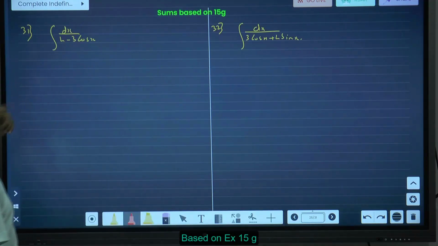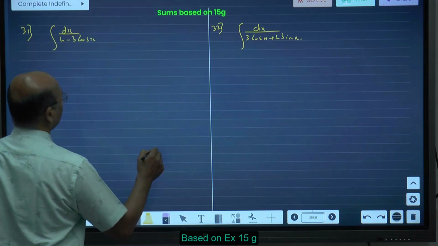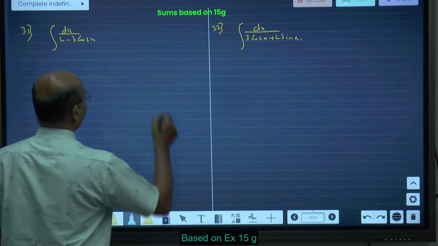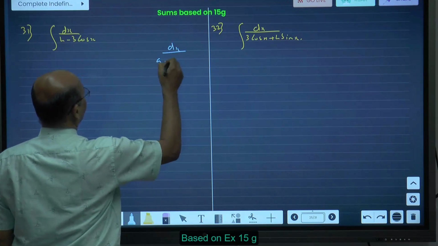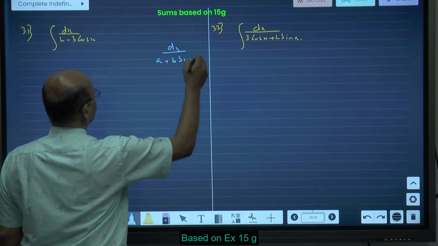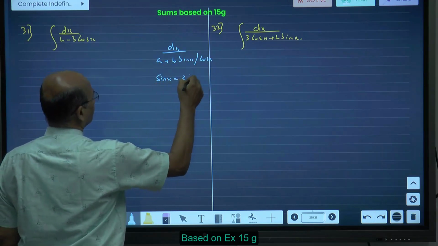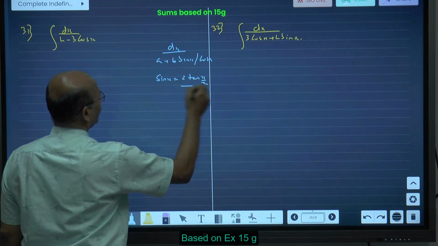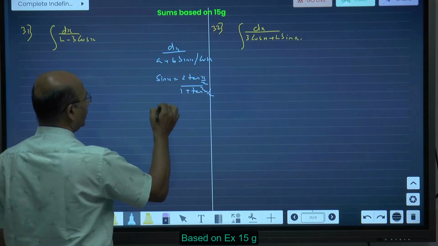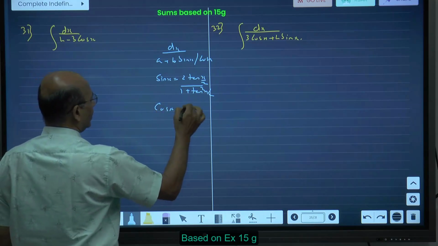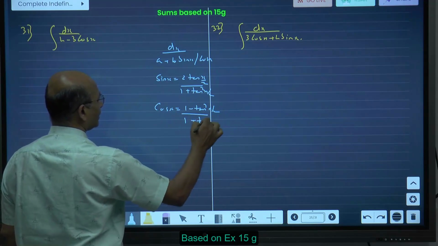Okay. Now what I said, whenever the sum is of this format, dx upon a plus b sin x or cos x form, you put sin x as 2 tan x by 2 upon 1 plus tan square x by 2, half angle formula, and cos x as 1 minus tan square x by 2 upon 1 plus tan square x by 2.